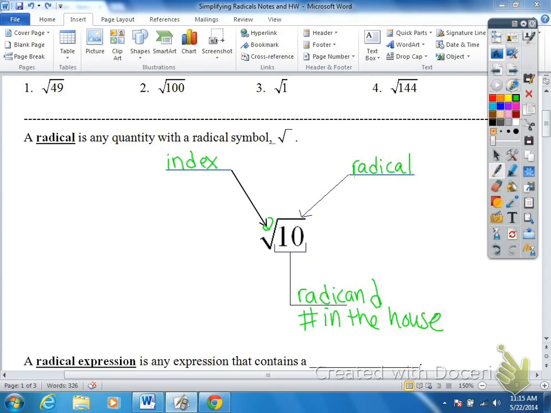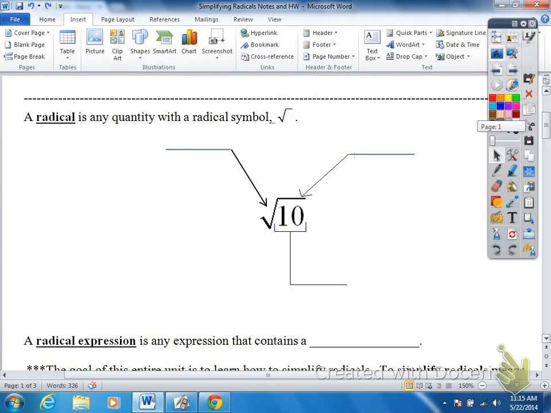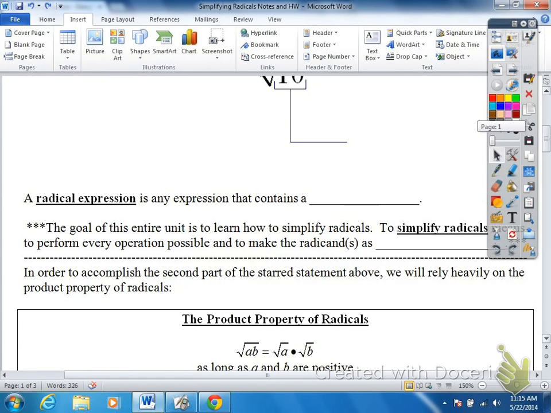It's called the index. So I just wanted to point out the important parts of a radical, so that way you understand what it is that you're looking at. And then when we go to start simplifying them, if I use the word like radicand, you understand what that word means. The next part there on your guided notes says a radical expression is any expression that contains a radical. Pretty easy to remember that one. It's any expression that contains a radical.